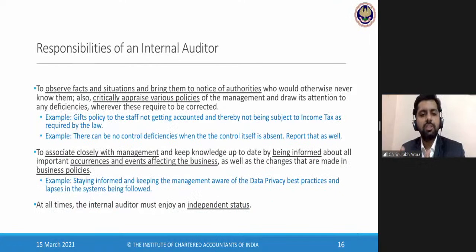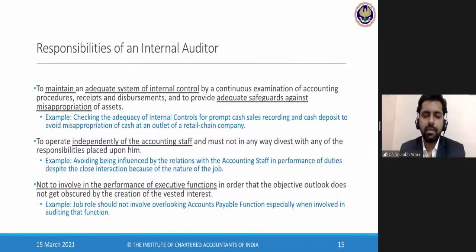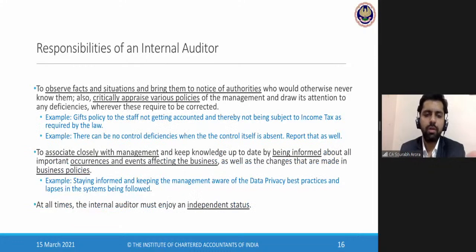Then to observe facts and situations and bring them to the notice of authorities who would otherwise never know them. Also critically appraise various policies of the management and draw its attention to any deficiencies wherever these require to be corrected. So I would like to point out one thing: as I am reading out these slides, you must be thinking that this is very theoretical, and is there any way to learn these provisions efficiently? Yes, there is a way, and I have prepared summaries of each of these big concepts, so you need not worry about them. You need not write them down right now. You can just see these notes, and you can then download them from the ICAI website, because I've prepared summaries of these notes so that you can easily revise them, as I mentioned in the introduction of this slide as well.